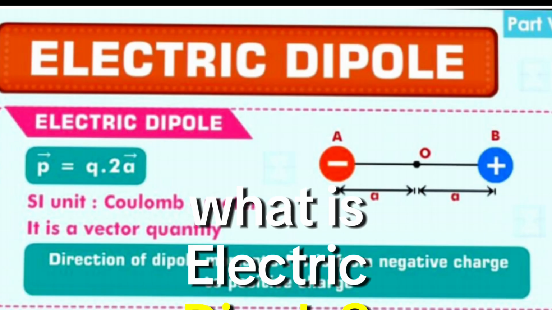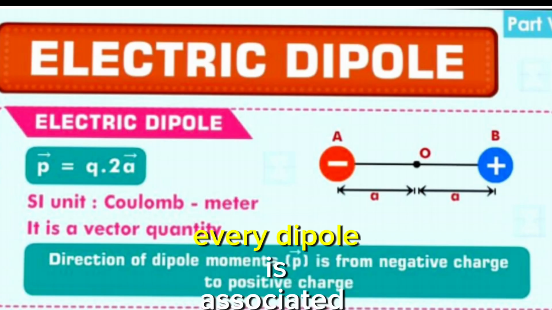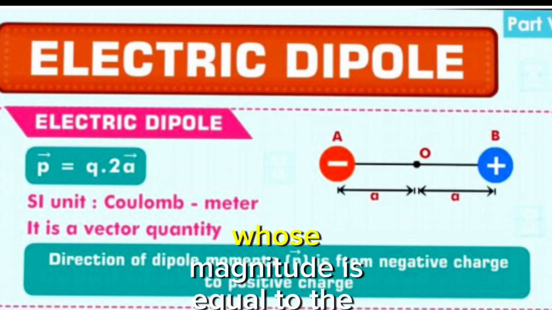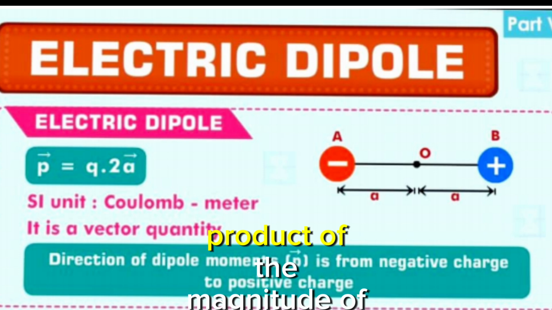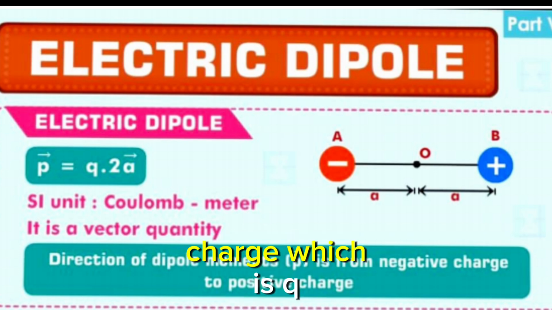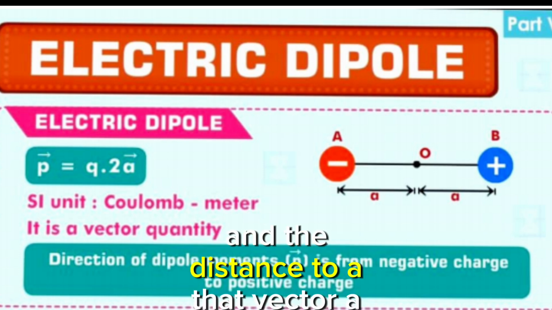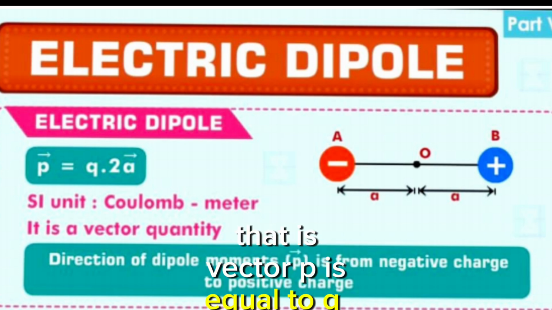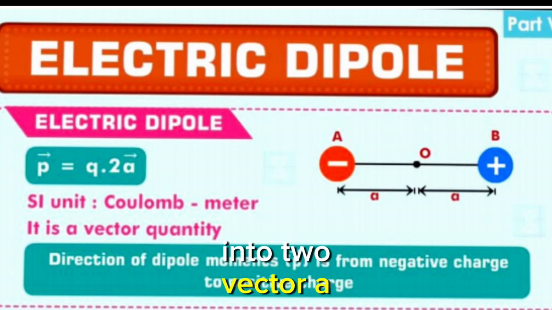Next is electric dipole. Now what is an electric dipole? Every dipole is associated with a dipole moment vector P whose magnitude is equal to the product of the magnitude of either charge, which is Q, and the distance 2a, that is vector a, between the charges, that is vector P is equal to Q into 2 vector a.